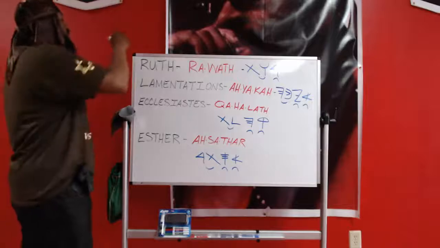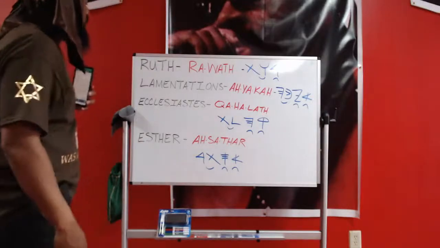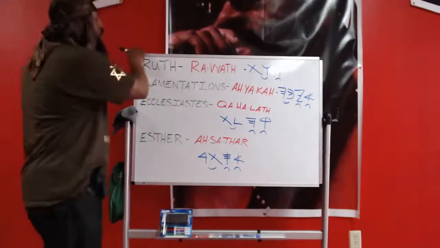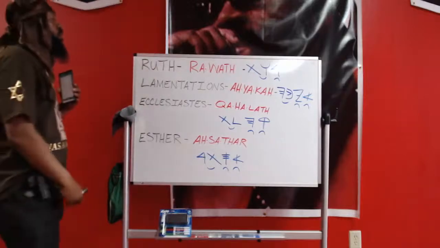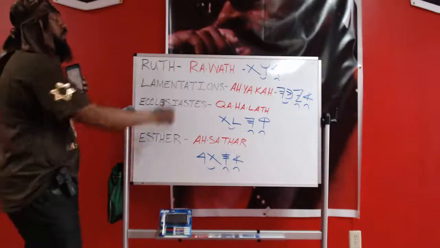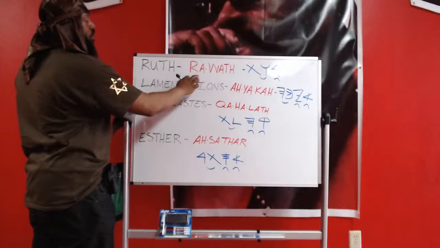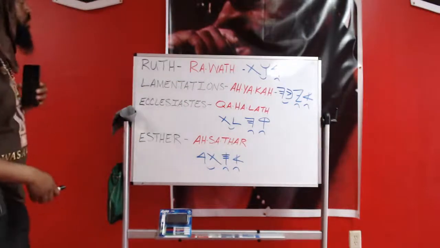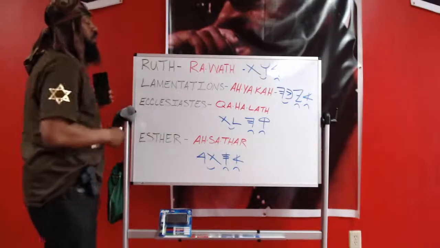Now, last week we had technical difficulties trying to get through our lesson. But we still have our books from the Tanakh. Okay, continuing. We have the book of Ruth. The book of Ruth is Ra-Wath. All right? Next, we have the book of Lamentations.